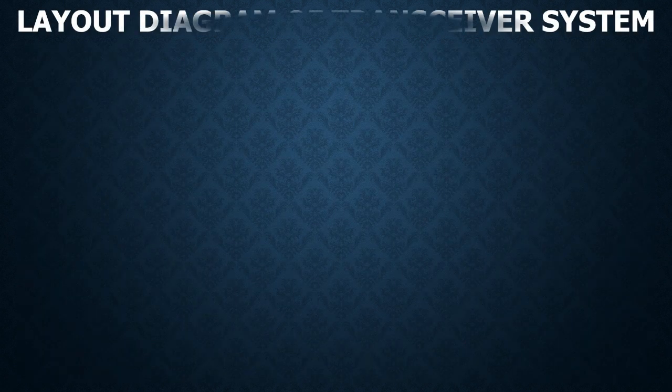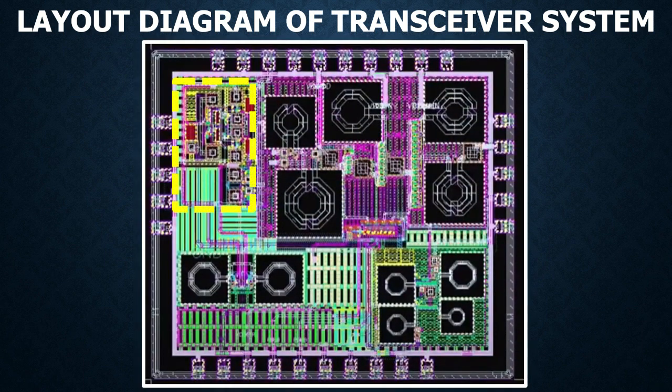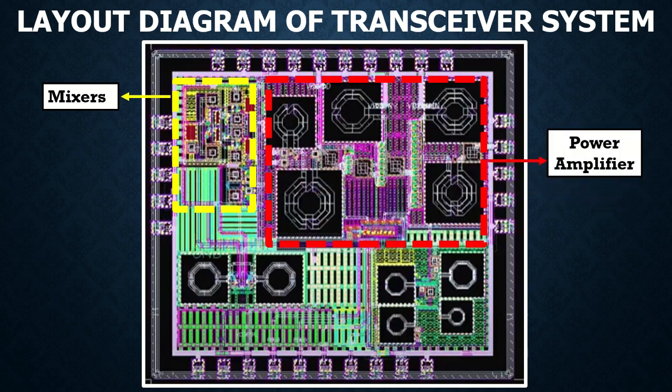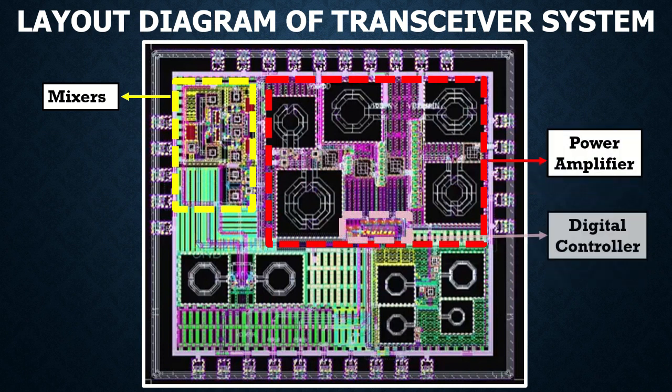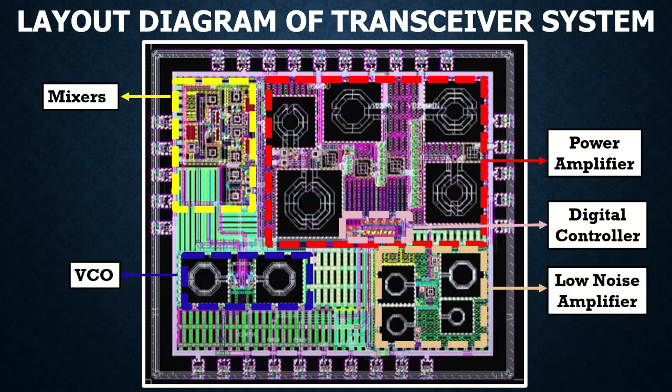The figure here shows the layout diagram of the proposed transceiver system. From the figure, we can see that the mixers are located at the top left side, the power amplifier is located at the top right side, the digital controller is in the middle of the layout diagram, the VCO is at the bottom left, and the low noise amplifier is at the bottom right.